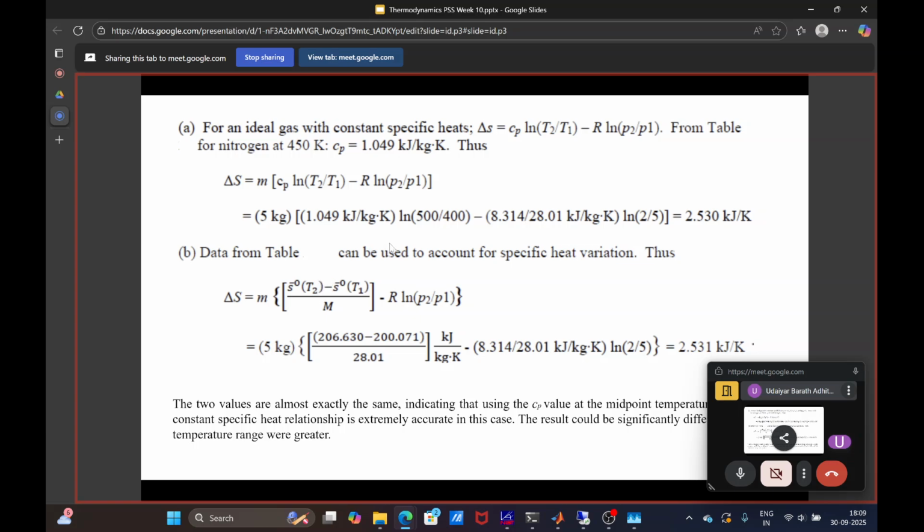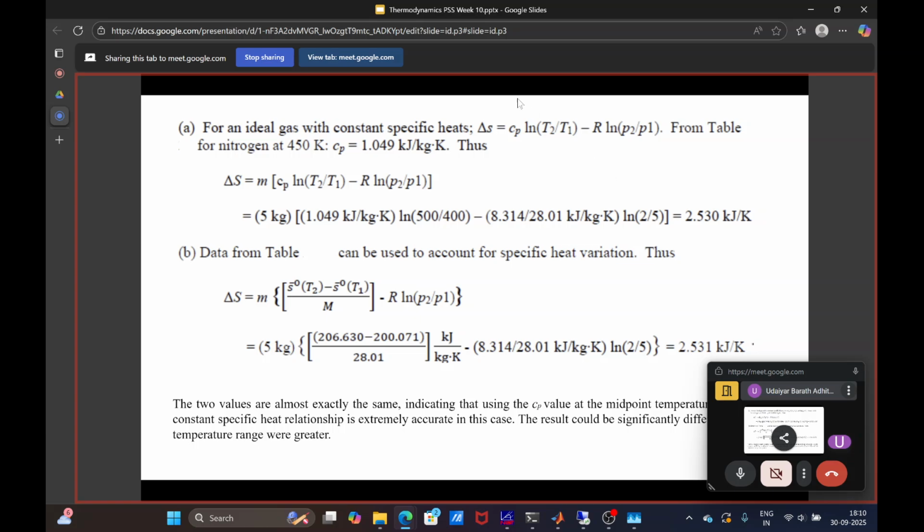So substituting the values, we get the entropy values for 500 Kelvin and 400 Kelvin in terms of molar quantities. We are dividing by molar mass to convert it back to kilojoule per kg Kelvin. This is what we get, and similarly the pressure part will remain the same, minus R ln P2 by P1. Substituting, we still get 2.531 kilojoule per Kelvin.